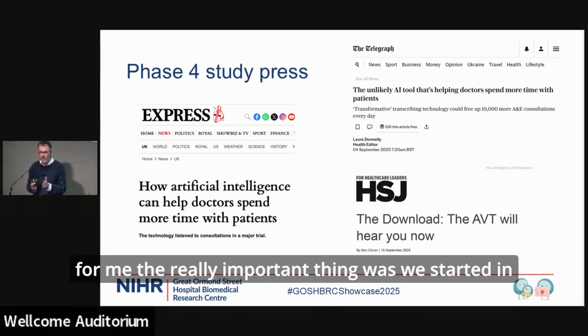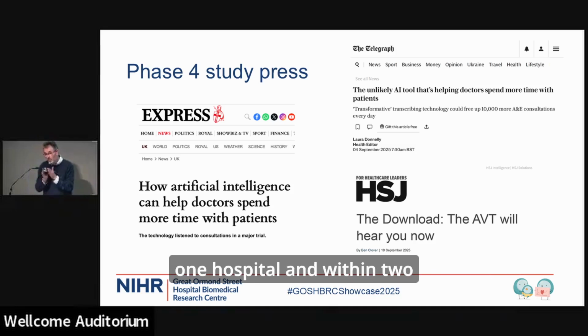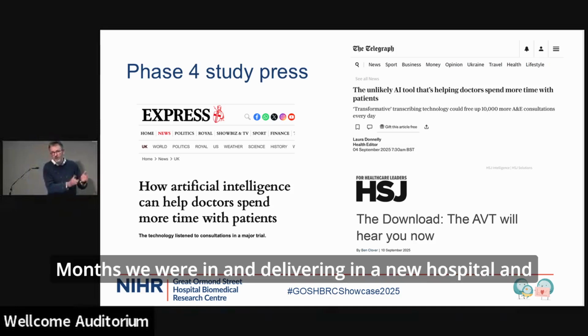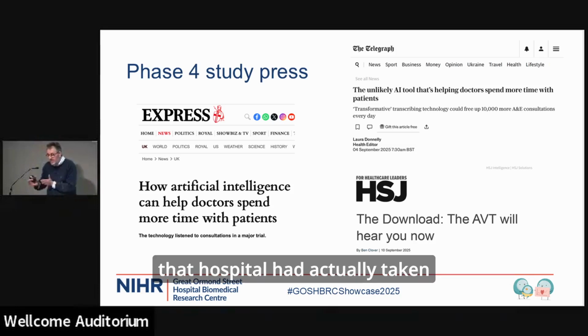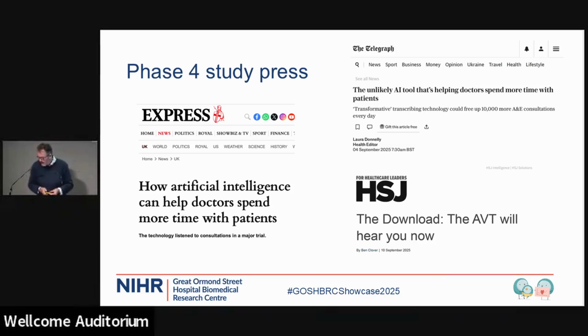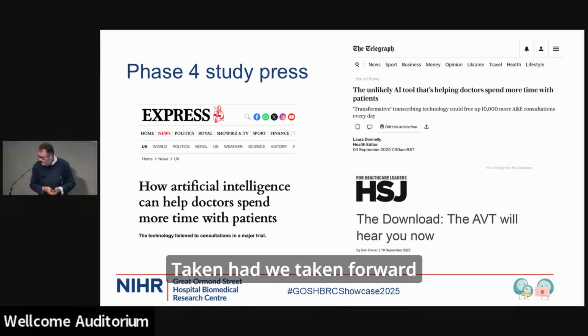And I guess for me, the really important thing was we started in one hospital, and within 2 months, we were in and delivering in a new hospital. And that hospital had actually taken on many of the processes that we'd taken forward.